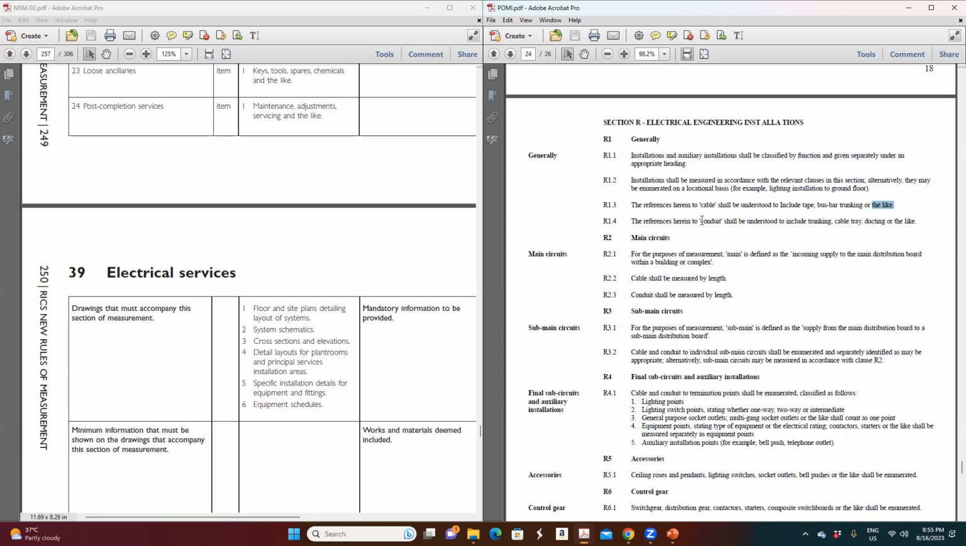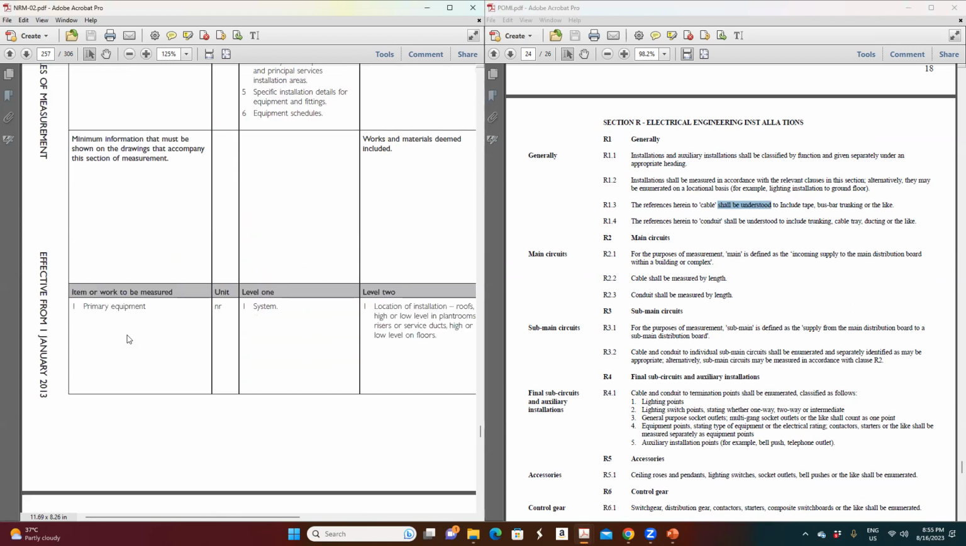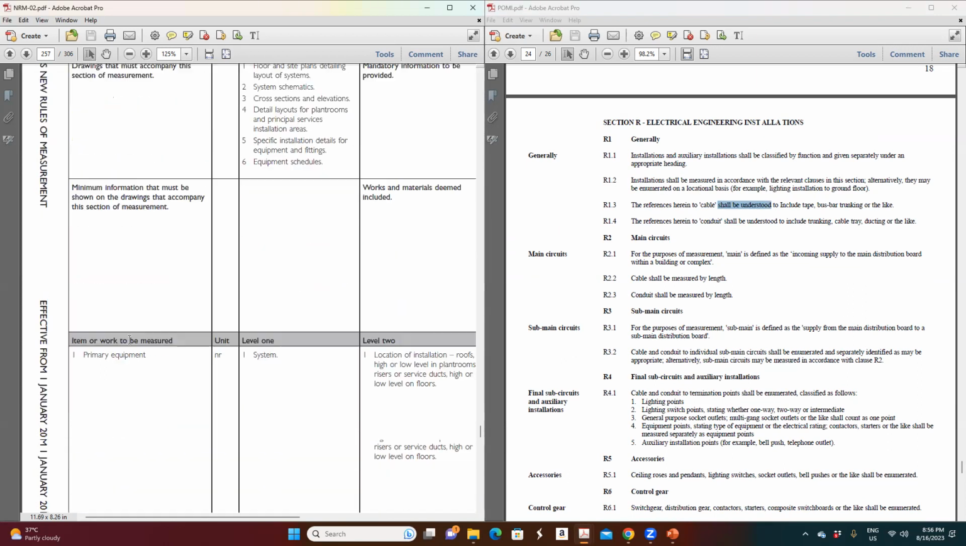Regarding conduits, if there is a term called conduits, it shall be understood to include trunking, cable tray, ducting, or whatever it is. Whatever they mention here as conduits means trunking, cable tray, ducting, etc. That is what they want to declare here. Similarly, we see mechanical.